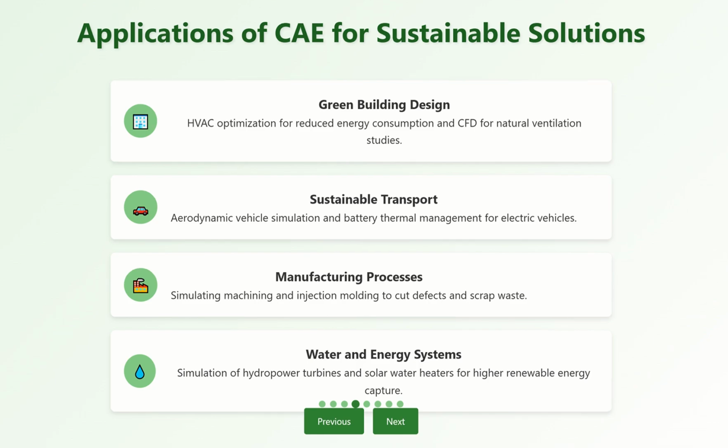Then last application, there are so many of them. Last application, you can also do simulation of the hydropower turbines and solar water heaters for the higher energy efficiency. When you do a simulation, it will help you to understand where can you make a change, where can you optimize energy, where can you conserve energy, and where can you harness more energy for the purpose of ensuring that the energy harnessed is of high intensity, and it is of high use. So this is what we call sustainable solutions in computer-aided engineering.